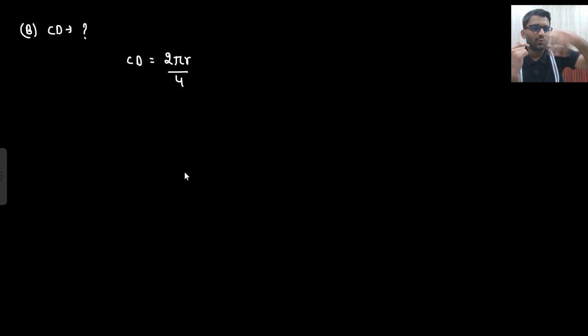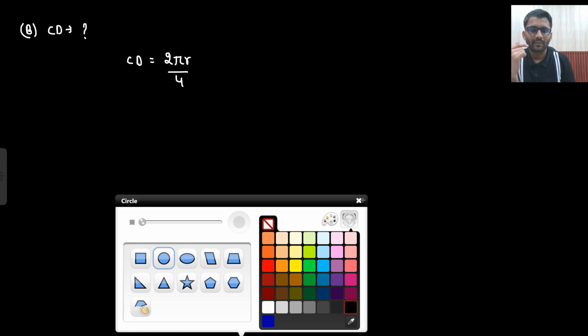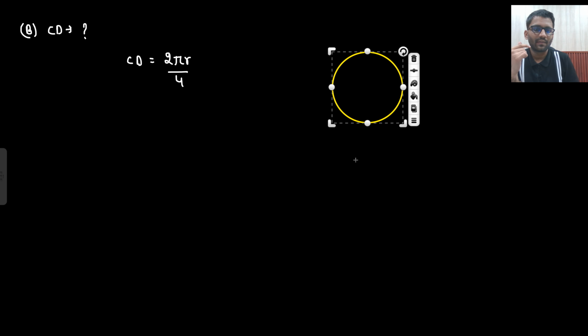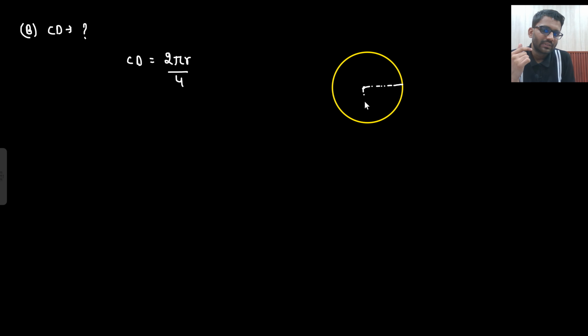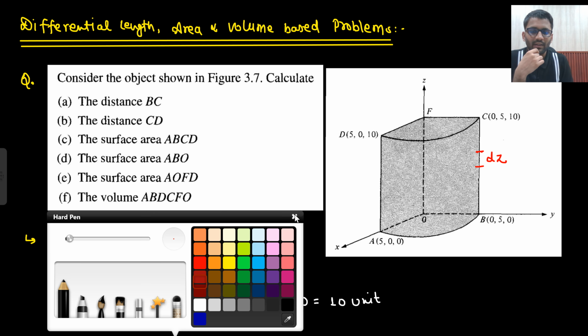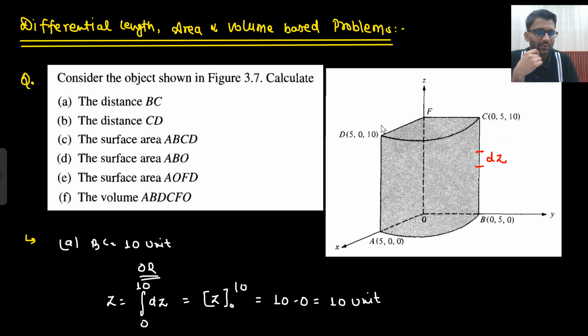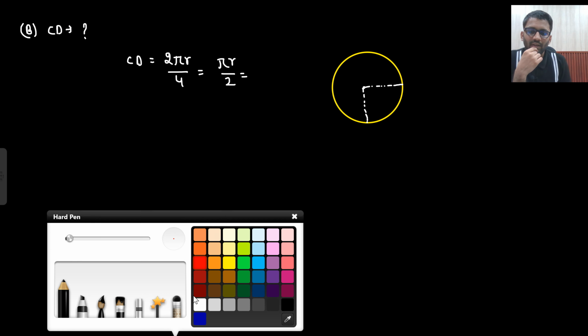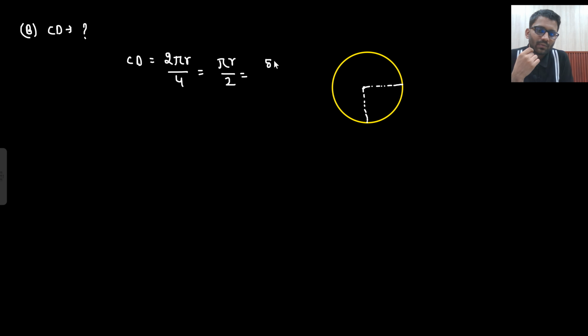The whole circumference is 2 pi r. This complete is 2 pi r. And this is 1/4 of it, or you can say 1/4 circumference. So that would be pi r by 2. So what would be the answer? What is the radius? Radius is 5 only, no? This is 0, here the point is 5. So radius is 5. So answer will be 5 pi by 2. Or if I need to solve it using coordinate system, then how would I solve it?